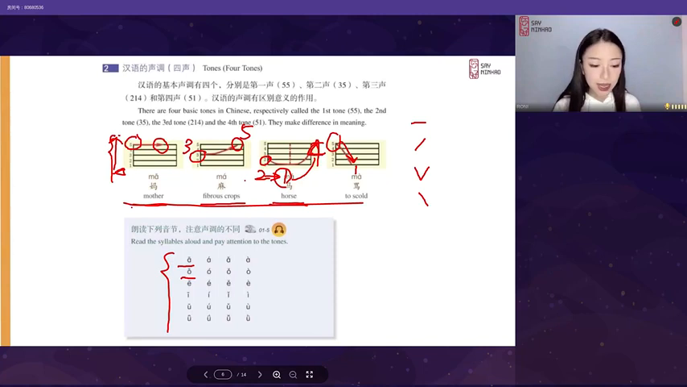The next is... Let's try. First tone. Second tone is rising up. And third tone.